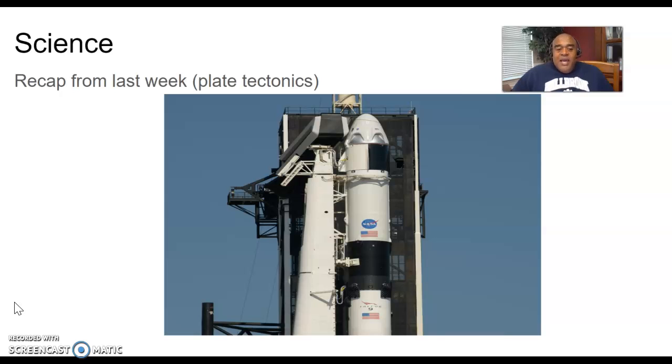Real quick, last Wednesday was a review from something earlier in the year, plate tectonics. I know your teachers were looking over your work, and things look pretty good with plate tectonics.